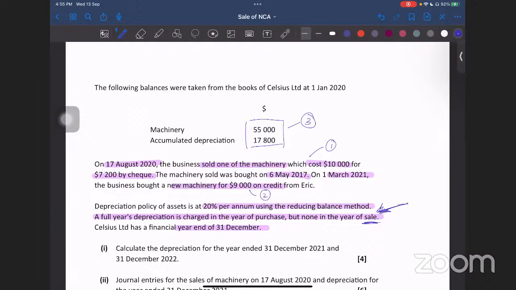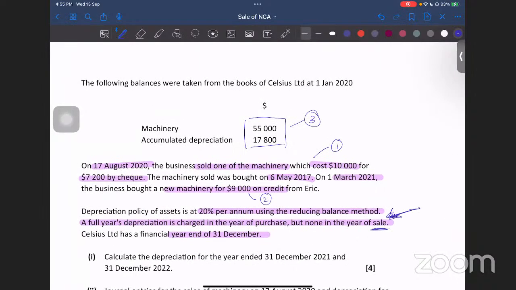So let's start with the one that we sell first. Normally, I usually tell students to do the one that is sold first, because we need to find the accumulated depreciation at the point that we sell. The one that we sold, which is this one, the 10K, was bought in May 2017. So what is the first year end of this machinery? My year end here is December, right? So what is the first year end? You can unmute and talk to me, or type in the chat.